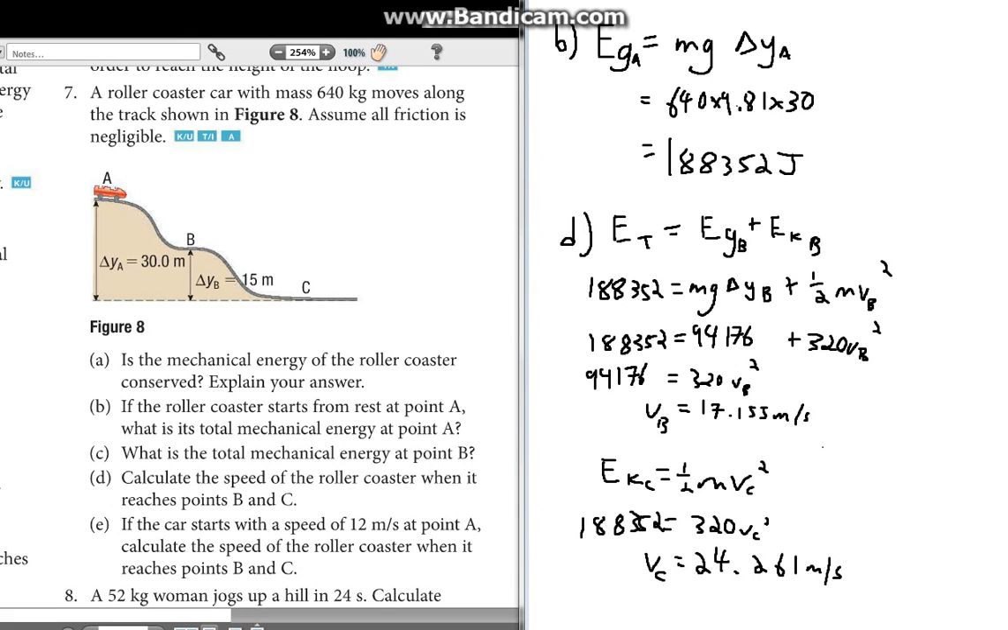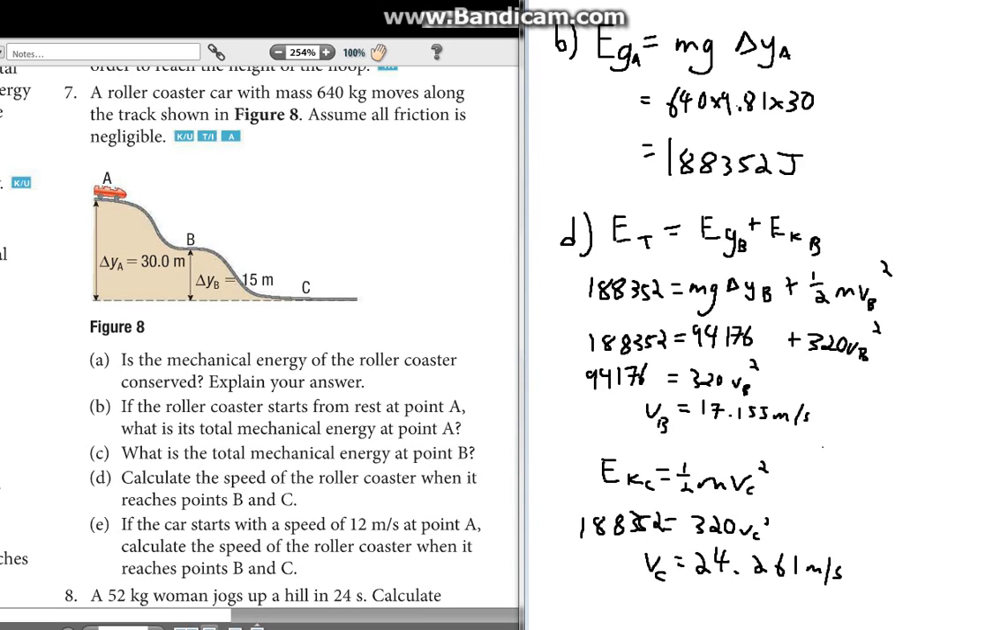So this is question 7 on 191. A roller coaster car with mass 640 kilograms moves along the track shown in figure 8. Assume all friction is negligible. A. Is the mechanical energy of the roller coaster conserved?